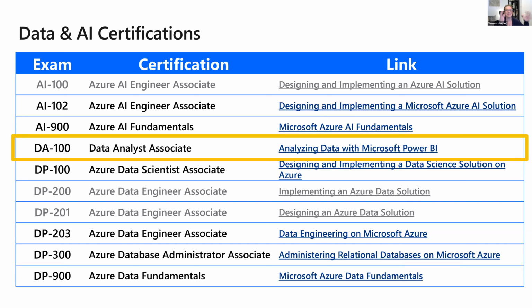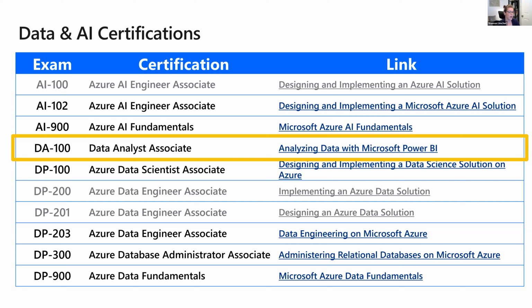Maybe you fit into more than one role, and that is amazing. That's great. But maybe you don't. So the 4 roles that I wanted to highlight are where we're starting here. So this is our data analyst. And right now it's using Power BI, but it may expand to other technologies in the future.